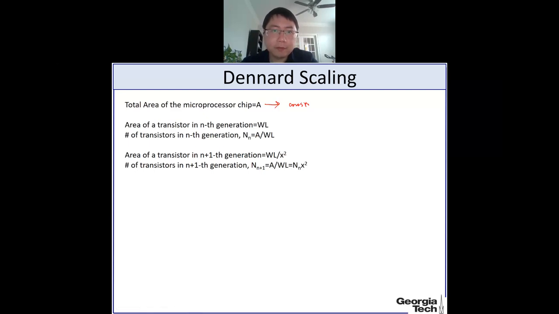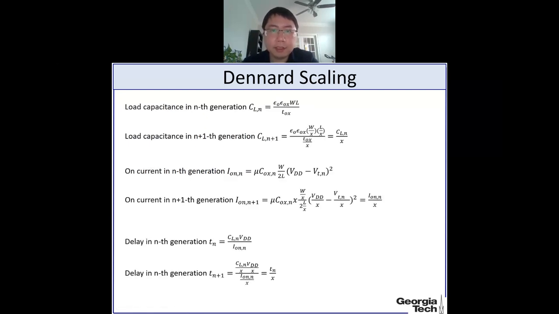And next, we are going to derive the delay. So this is the dynamic scaling. If you want to get the delay, we have talked about the delay for an inverter, so let's use that as an example. Actually, for all digital circuits, the delay is, let's say generically, the capacitance of the node times the power supply divided by the on-state current of the transistor.